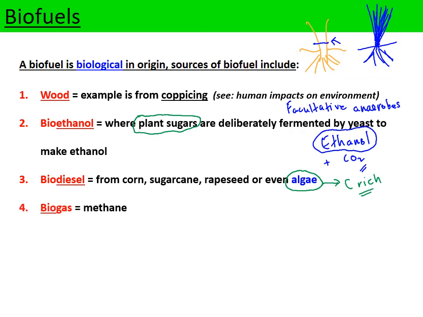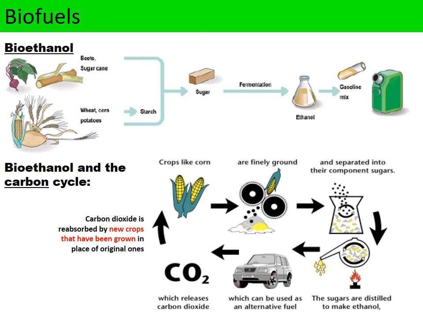Biogas can involve methane as well, and we can use methane to form different fuels that can then be combusted to release some energy. So these are 4 different ways of having a biofuel that might be more economically and environmentally friendly. So we can now start to talk about bioethanol in a little bit more detail.